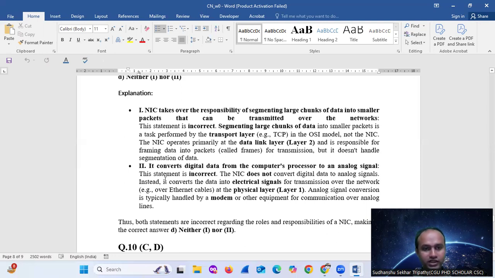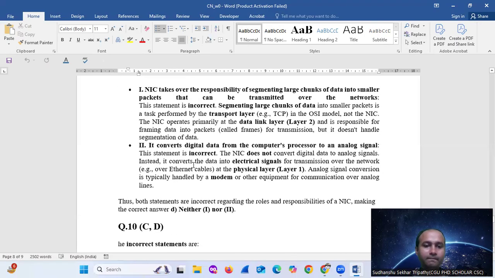2 में it converts digital data from the computers processed to an analog signal. So ये भी completely wrong. So NIC does not convert digital data to analog signals. Instead, it converts the data into electrical signals for transmission over the network, that is over Ethernet cables at the physical layer, that is layer number 1. Analog signal conversion is typically handled by the modem. Okay. Or other equipment for communication over analog.